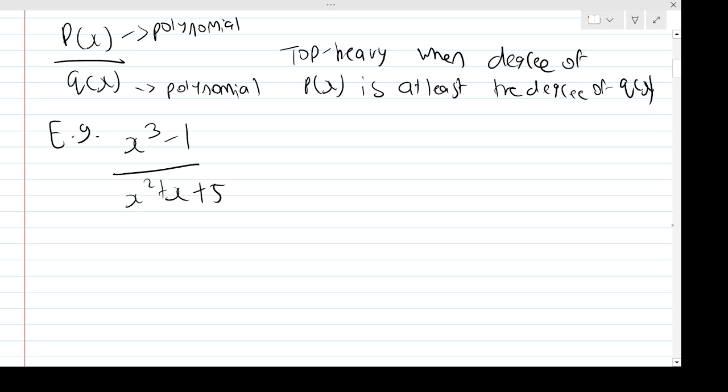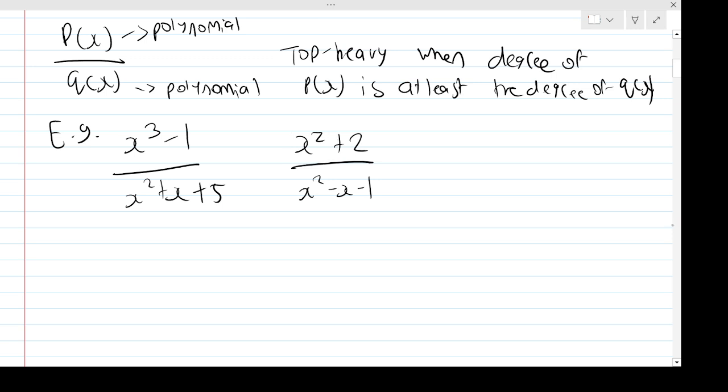So 3 is bigger than 1. Well, 3 is bigger than 2, so that means we can. It's a top heavy fraction. Another example is x squared plus 2 over x squared minus x minus 1. Well, this is also top heavy because although the powers on the top and the bottom, 2 and 2, x squared and x squared, are the same, that's still top heavy because it can be equal. Okay, if the degrees are still the same, it will still be top heavy.